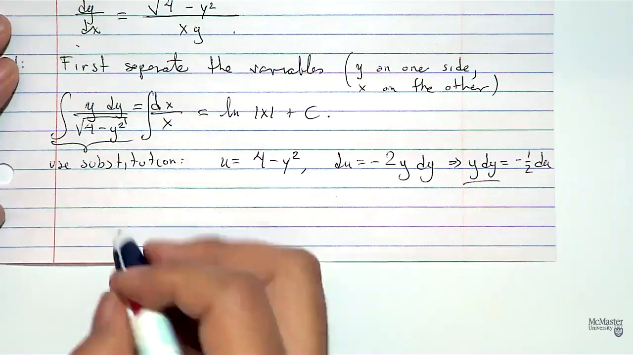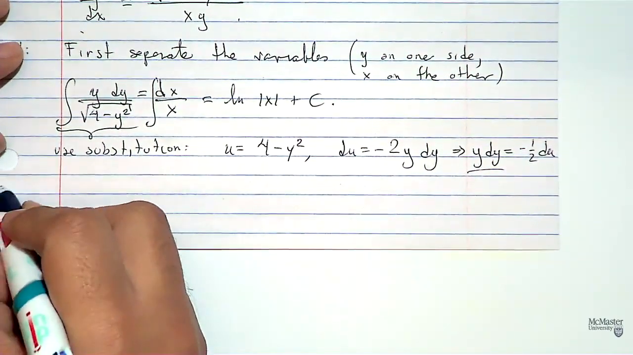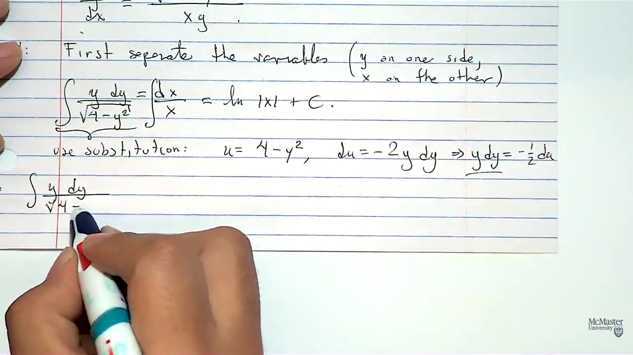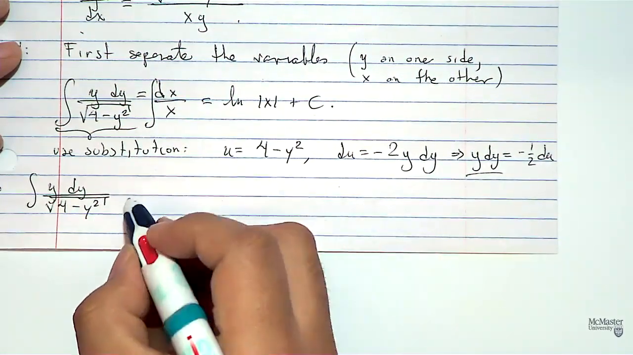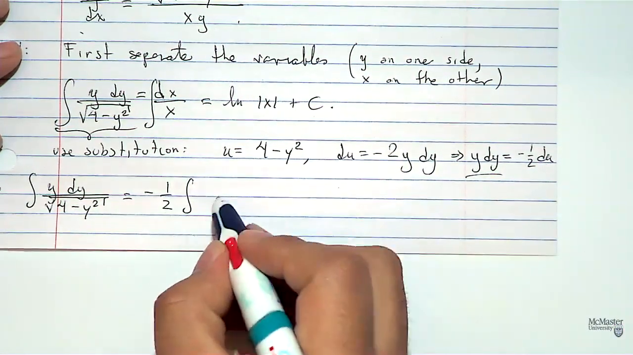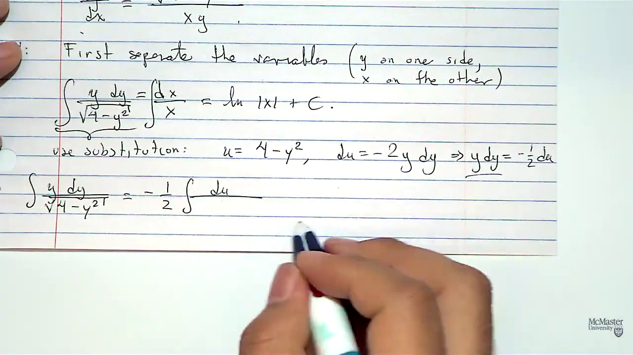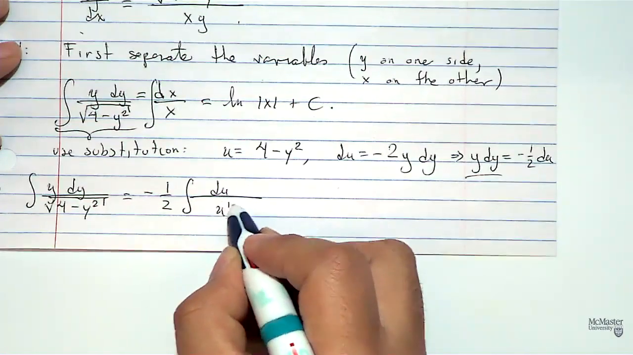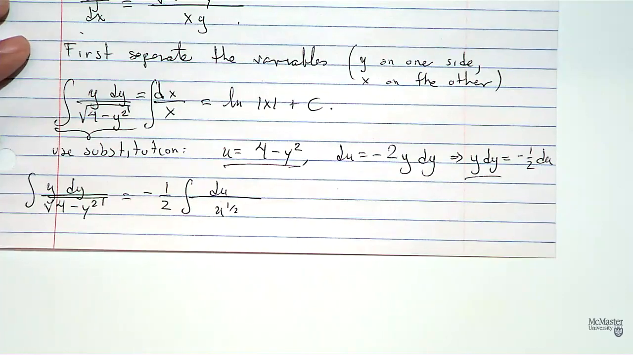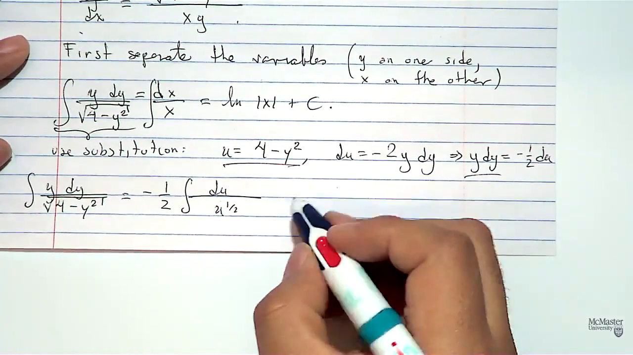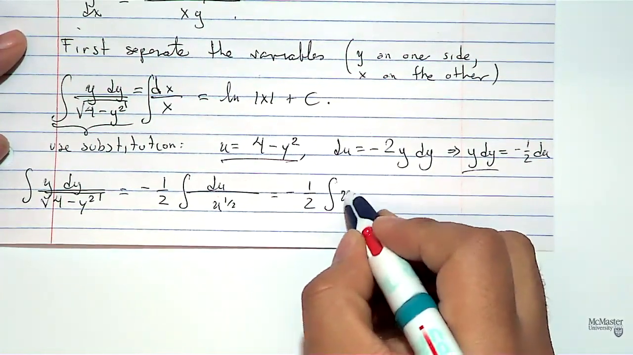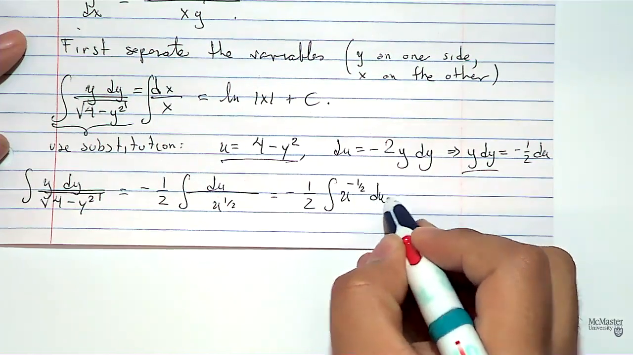So just to finish our computation, the integral of y dy divided by the square root of 4 minus y squared is equal, and then I plug in this stuff, so this is minus 1/2 integral of du, and then I have u to the 1/2, because you have the radical, so that is a 1/2 power. So now my life is much easier. This is minus 1/2 of the integral of u to the minus 1/2 du.